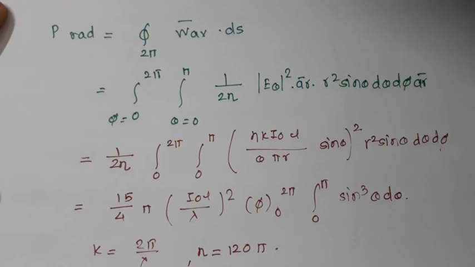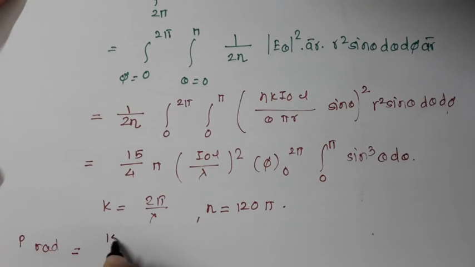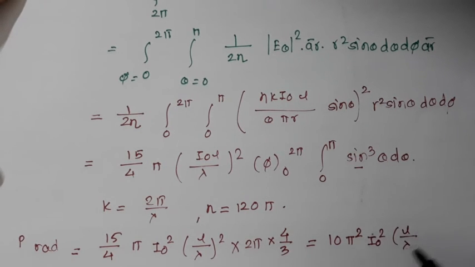So if you put 4 by 3 over there, your radiated power P radiated is equal to 15 by 4π I0 squared (L by λ) squared into 2π, and this value is nothing but 4 by 3. Further solving it gives 10π squared I0 squared (L by λ) squared.